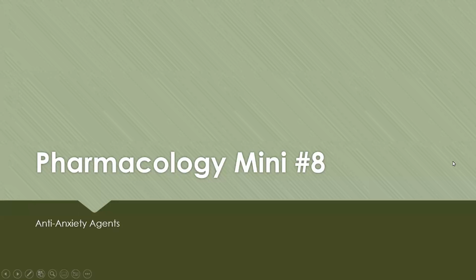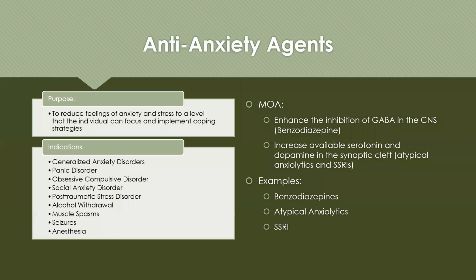Welcome to Pharmacology Mini number 8, where we'll talk about anti-anxiety agents. Anti-anxiety agents aim to reduce feelings of anxiety and stress to a level where the individual can then focus and implement coping strategies. Indications for anti-anxiety agents include generalized anxiety disorder, panic disorder, obsessive compulsive disorder, social anxiety disorder, post-traumatic stress disorder, alcohol withdrawal, muscle spasms, seizures, and as anesthesia.